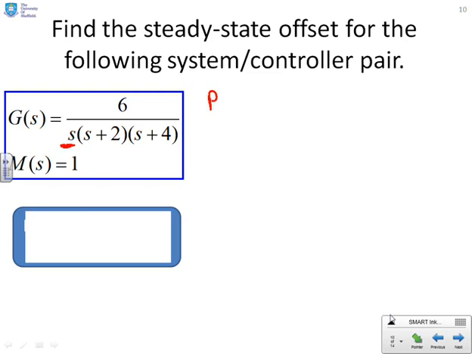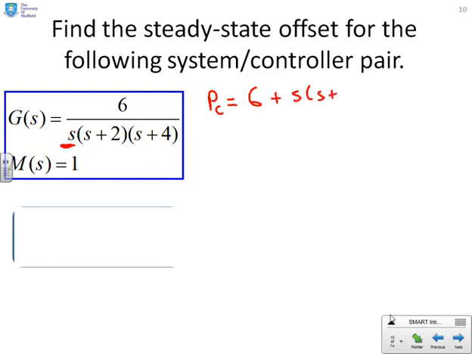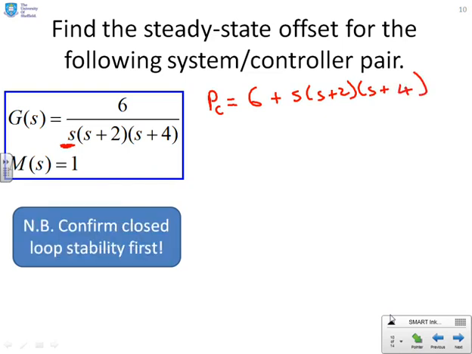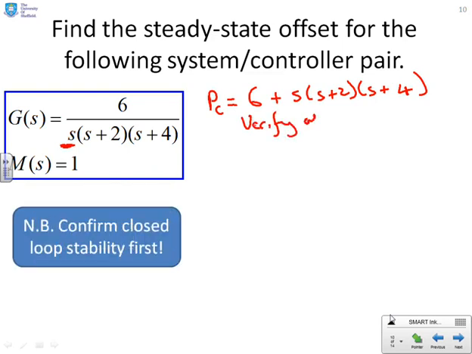So if I write down the closed loop pole polynomial, it is PC equals 6 plus s, s plus 2, s plus 4, and I'm not going to actually calculate those poles. You can do that in your own time, and you can verify all poles in left half plane. I'll let you do that by yourself. I've checked already, and indeed all those poles are in the left half plane.